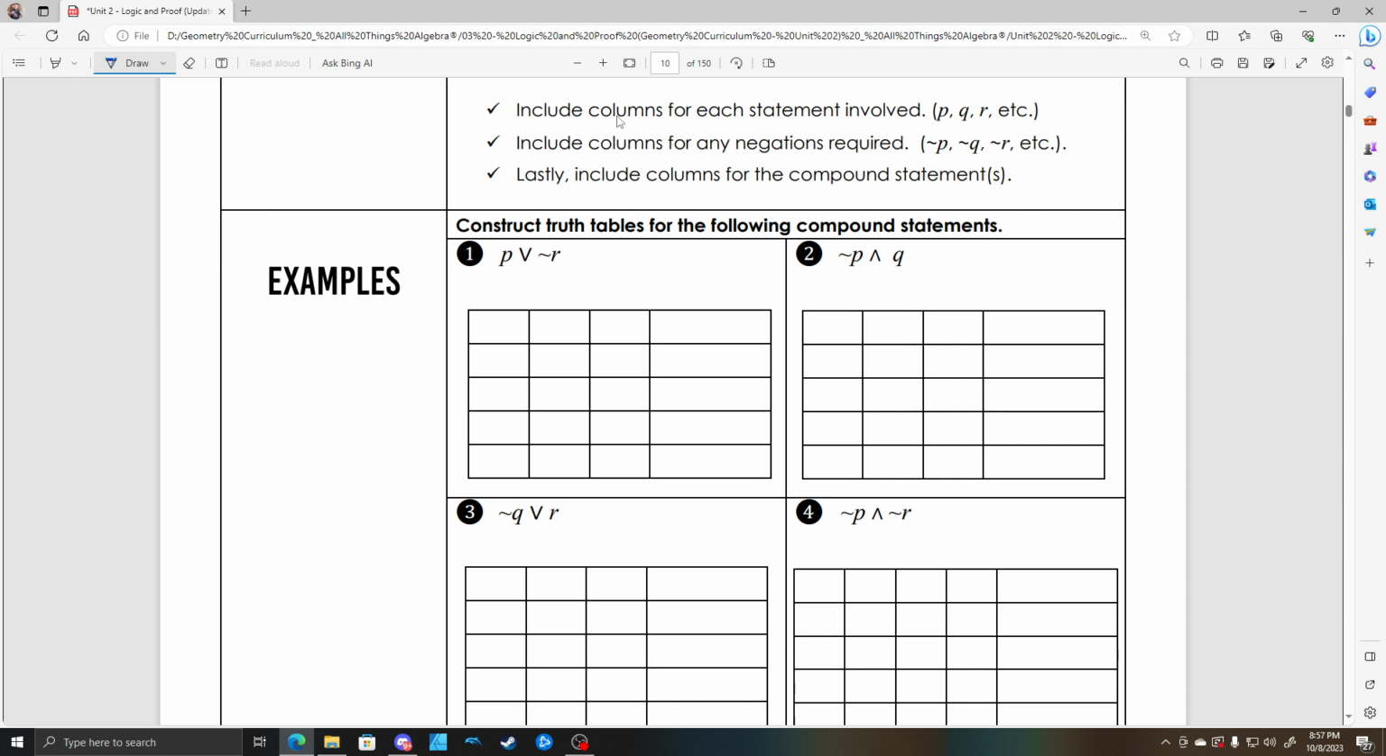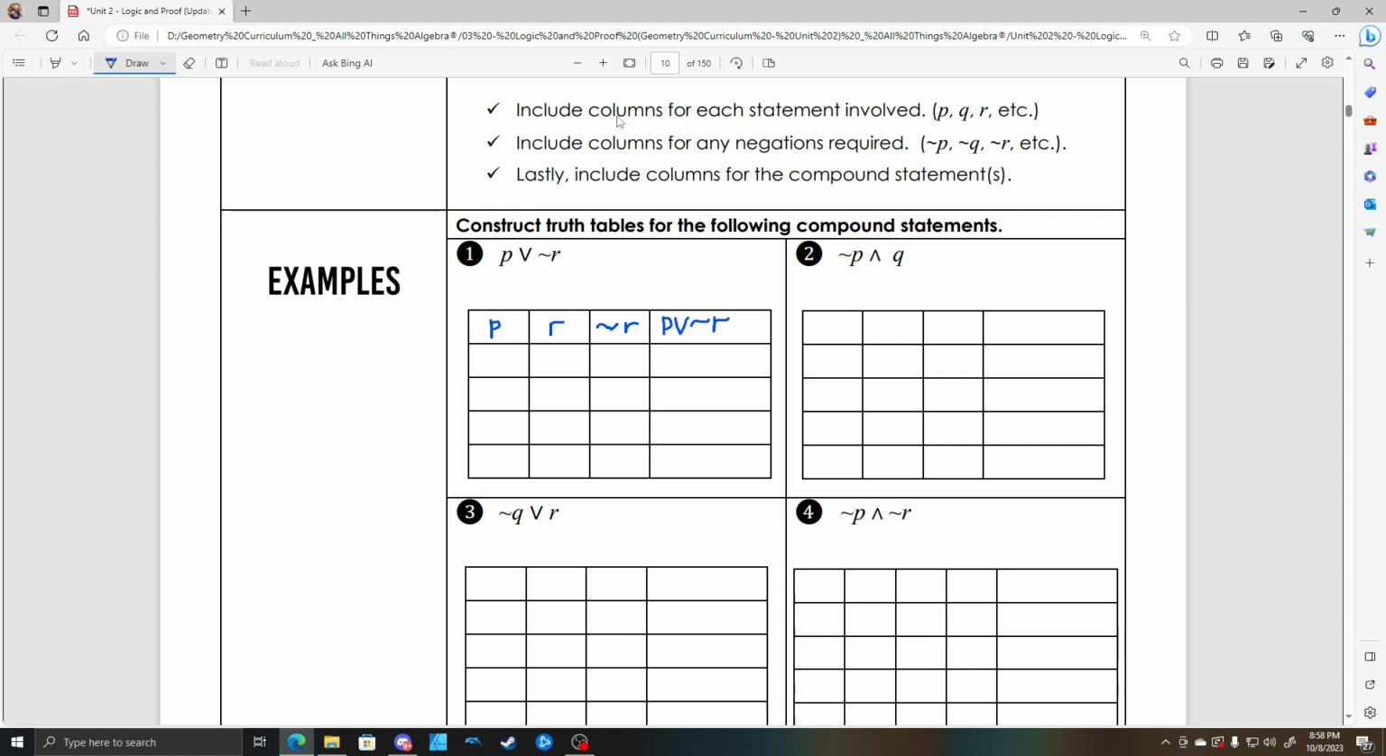So let's just do an example. I think it'll make more sense. But remember, we're talking about statement P, and we're talking about statement R. So I'm going to put statement P in this first column, and I'm going to put statement R in this second column. Now, for the third column, you'll notice that we have the negation of R. It's not just R. So in this third column, we're going to talk about the negation of R. And then the fourth column is going to be our compound statement. In this case, we have an or statement. So we are going to write this one out, P or the negation of R. And let's get started on this.